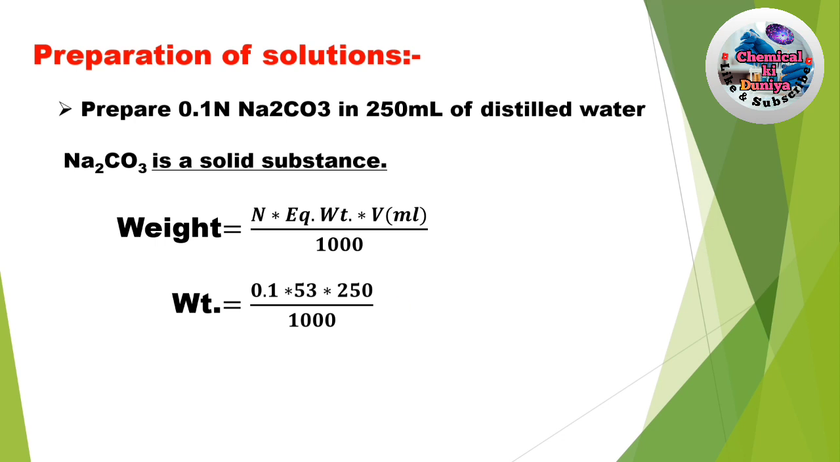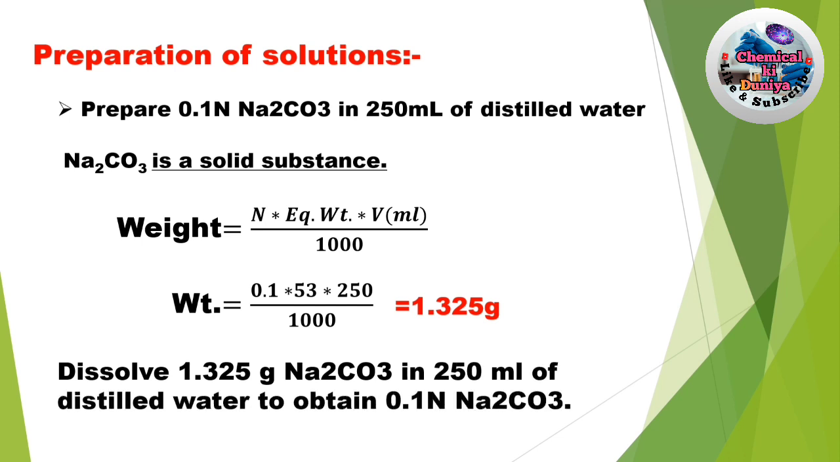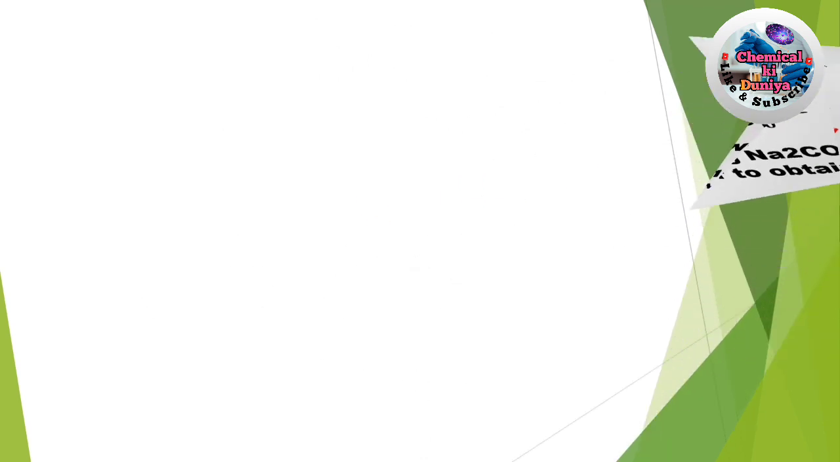So weight is equal to 0.1 normal into equivalent weight 53 into 250 divided by 1000, we get the result 1.325 gram. Dissolve 1.325 gram sodium carbonate in 250 ml of distilled water to obtain 0.1 normal sodium carbonate.